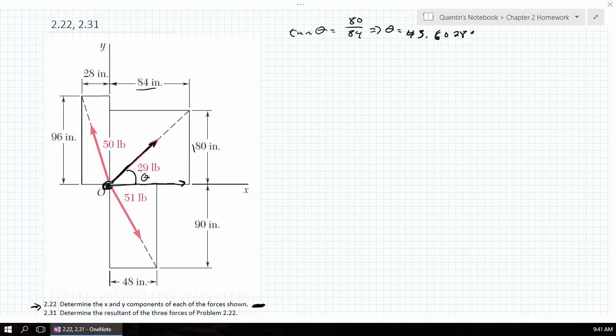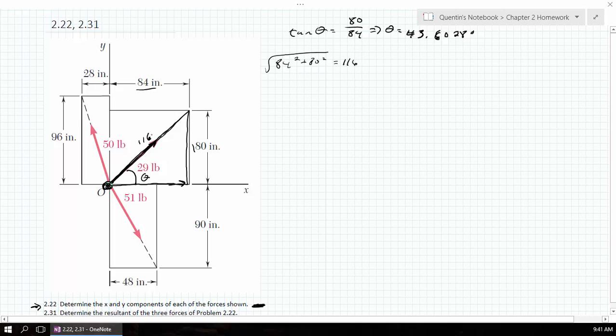So I'm going to figure out this triangle. I'm going to figure out this hypotenuse right here. So it's 84 squared plus 80 squared, square root of that. And that works out to be, surprisingly, I wrote this down in advance, 116. So this length is 116.